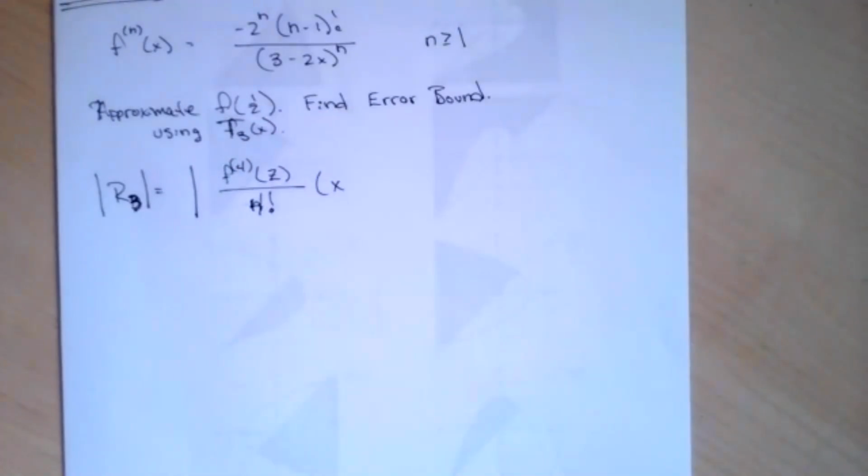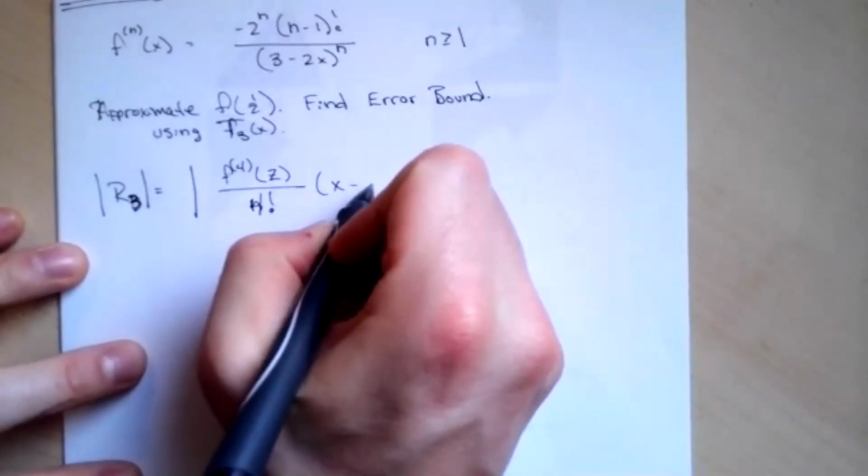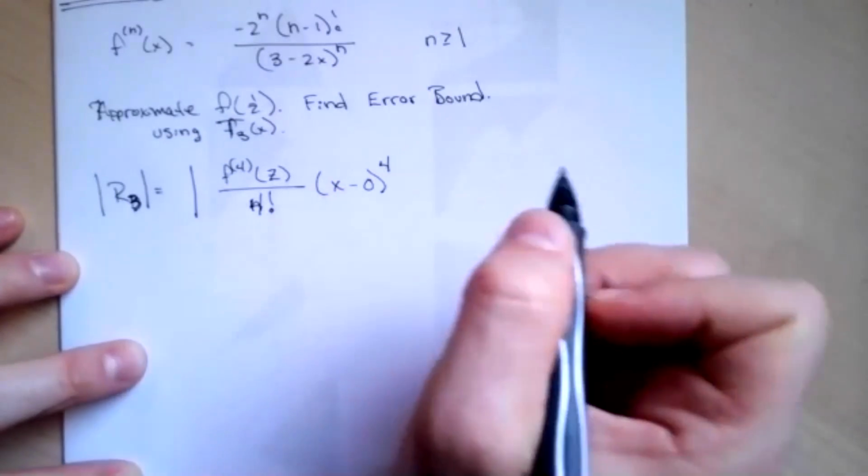What did they say the center of the Taylor polynomial was at? Was it at 0? Yeah, it's centered at 0. Okay, so it's going to be x minus 0 to the fourth.